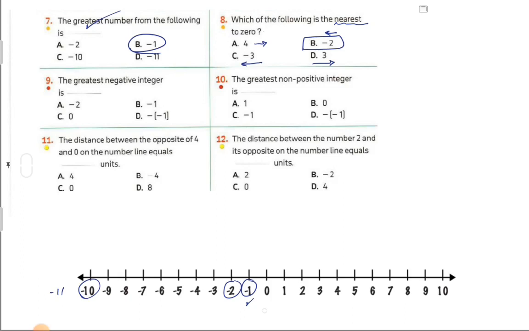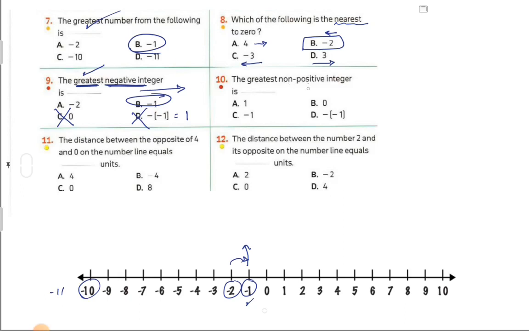Okay. The greatest negative integer. He will need the greatest and at the same time negative. 0 is not negative, and negative 1 equal 1 is positive. Now we just have negative 1 and negative 2. Which one is the greatest? Of course, negative 1. Negative 1 is to the right of negative 2, so negative 1 is greater than negative 2.